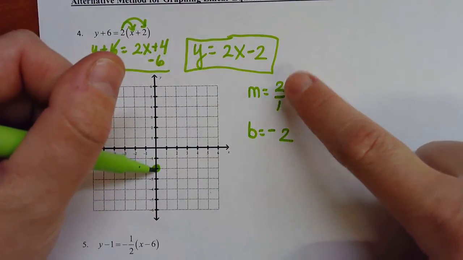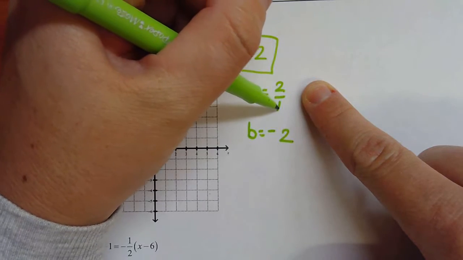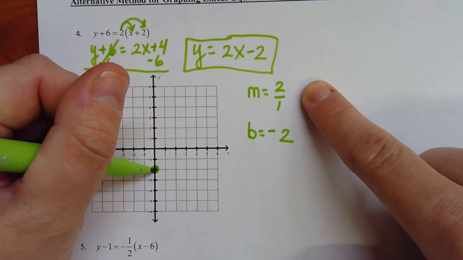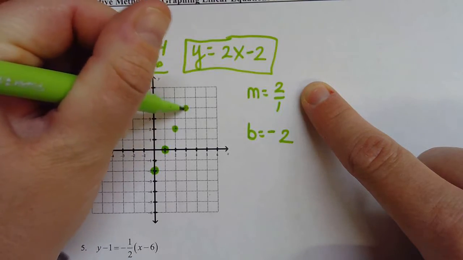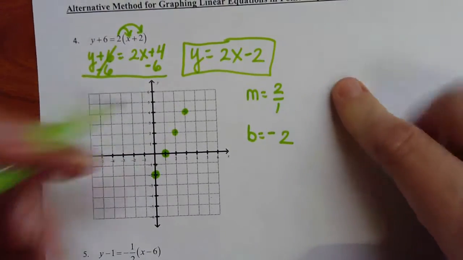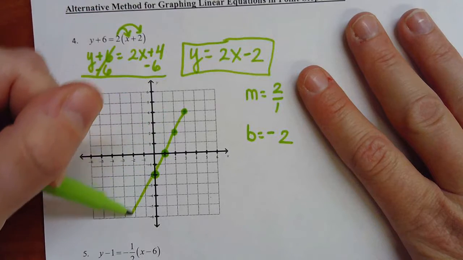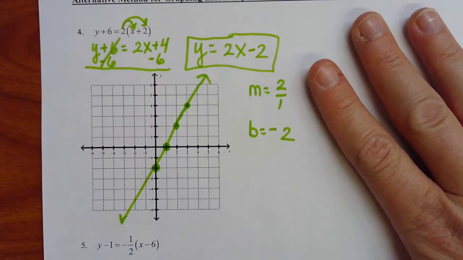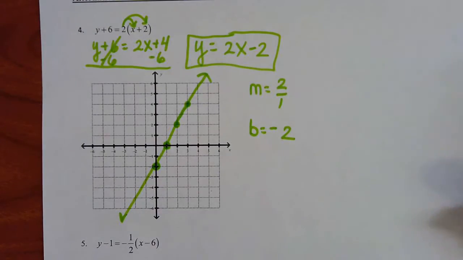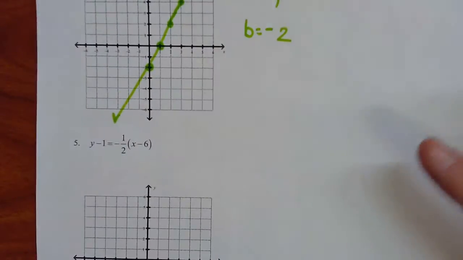Then you use your slope. So from your y-intercept, I'm going to go up 2, right 1. From there, I go up 2, right 1. And you can do that a couple of times if you want. You only need to do it once. And then you just sketch it. Play connect the dots, which is always fun. So there's that graph.